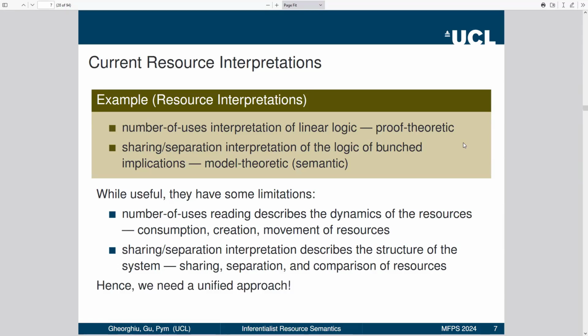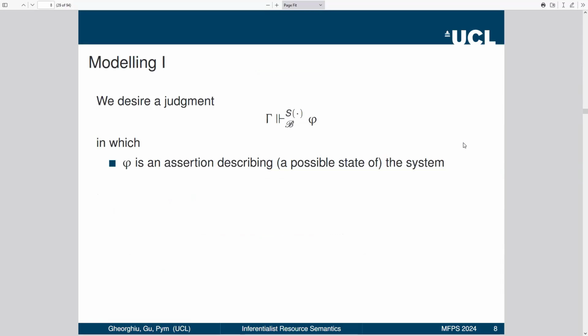Okay, so if we are really going to have a good resource semantics, we want to be able to do both of these things at the same time. And so we're going to talk about proof-theoretic semantics. Okay, so we want a judgment that looks something like this, right?